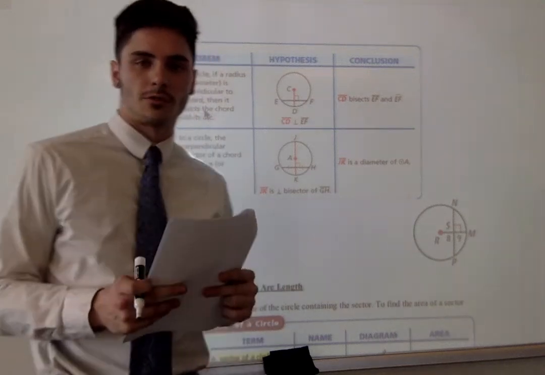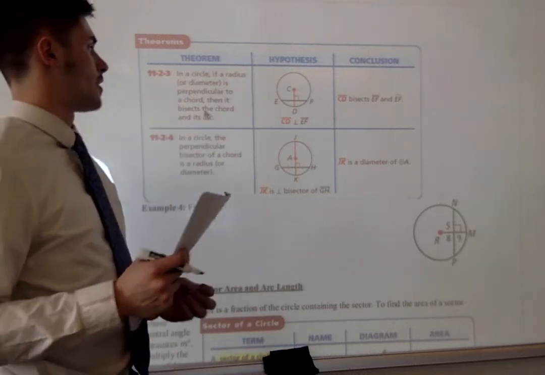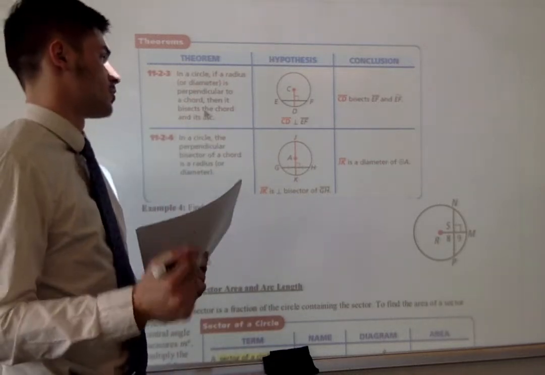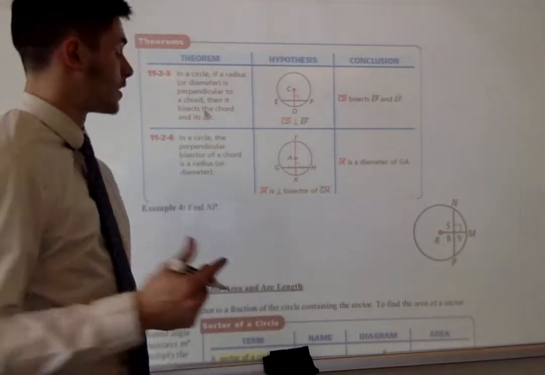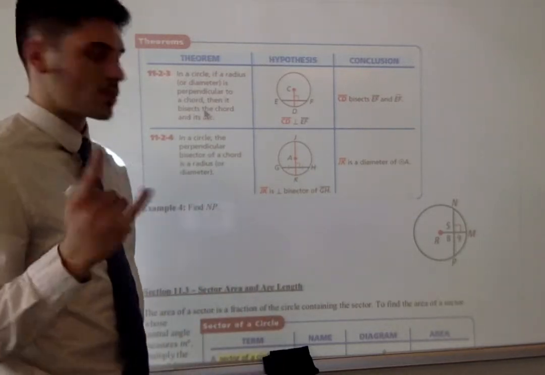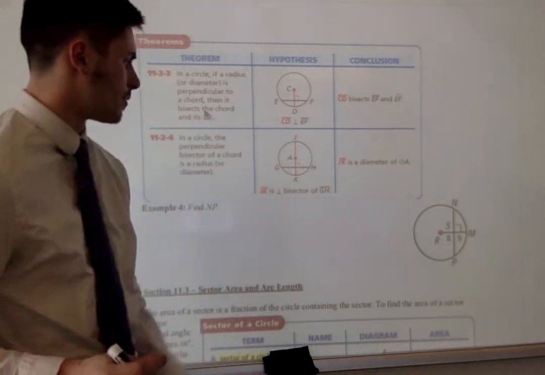All right, so here's some more interesting theorems we can think about. This first one says, in a circle, if a radius or diameter is perpendicular to a chord, then it bisects the chord and its arc. Similarly, we're just going to cover these at the same time. In a circle, the perpendicular bisector of a chord is a radius or diameter.